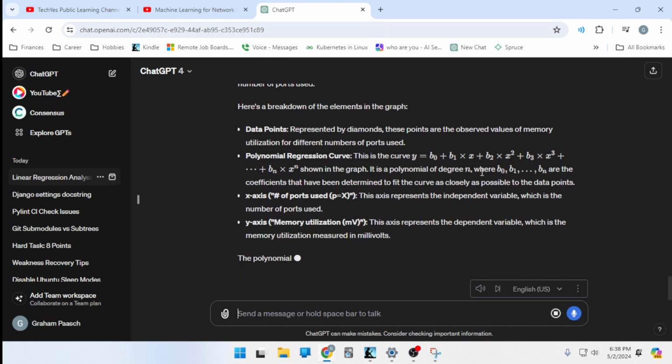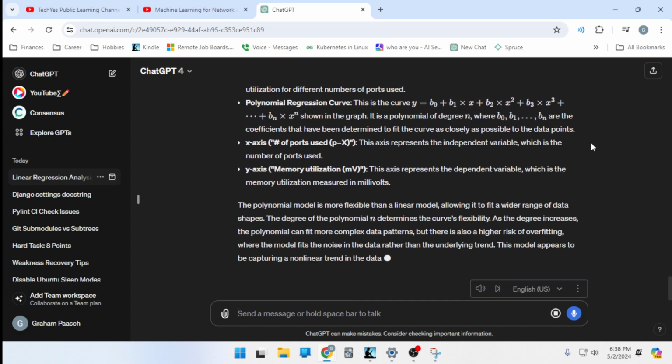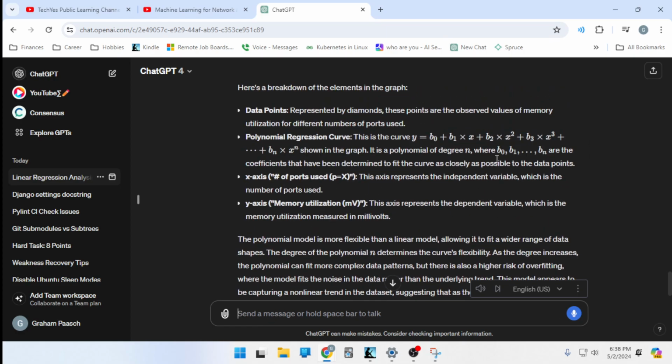Polynomial regression curve. This is the curve y equals b0 plus b1 times x plus b2 times x squared plus b3 times x cubed plus dots plus bn times x to the n, shown in the graph. It is a polynomial of degree n, where b0, b1, through bn are the coefficients that have been determined to fit the curve as closely as possible to the data points.